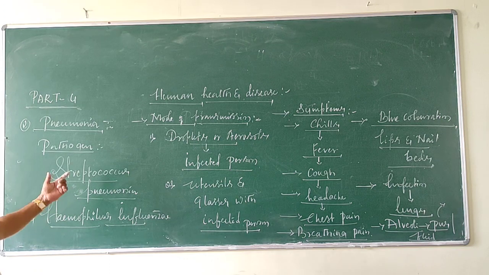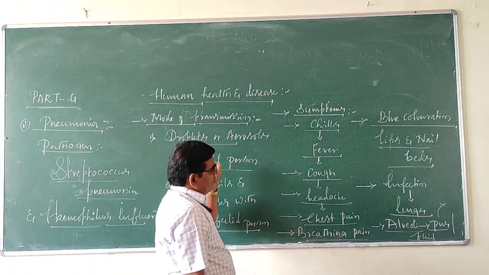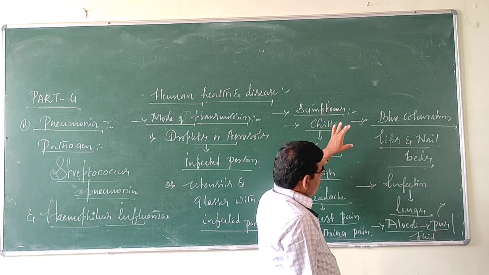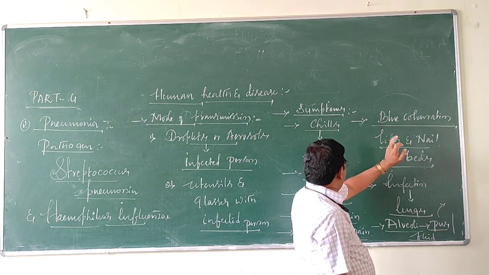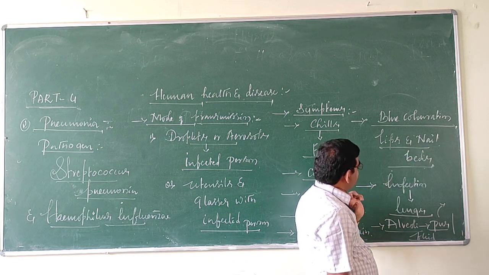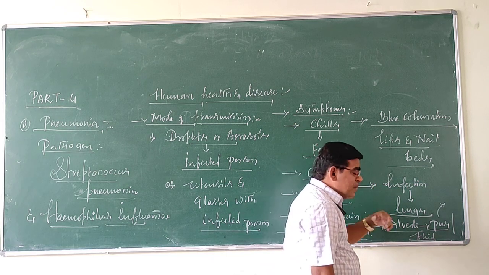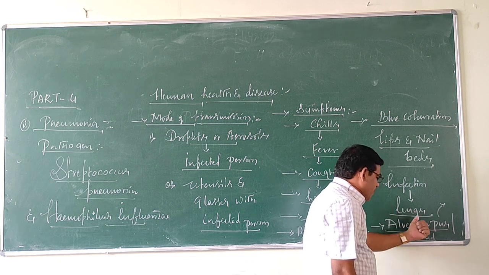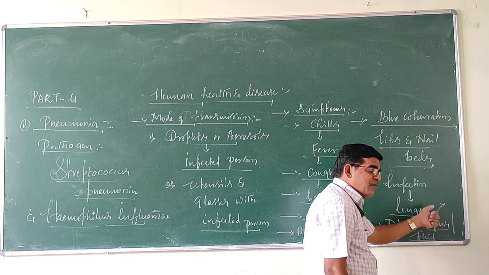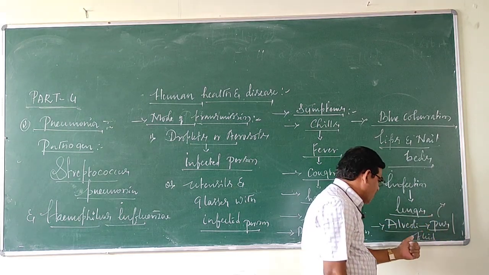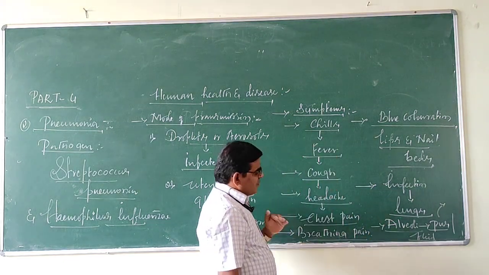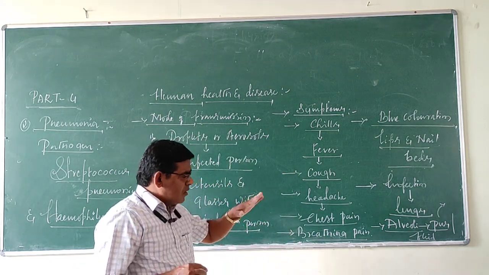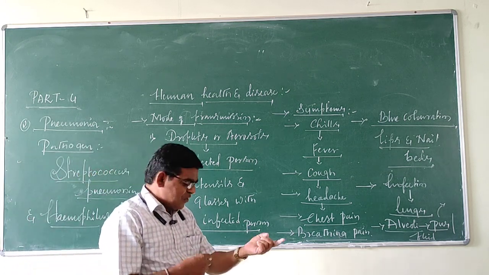This is the pathogen, then mode of transmission, symptoms, and the severe condition, blue coloration. Primarily, pneumonia is an infection of the lungs. The alveoli present in the lungs develop pus, that is, formation of pus or fluid in the alveoli. As a result of the fluid or pus in the alveoli, no exchange of gases occurs.